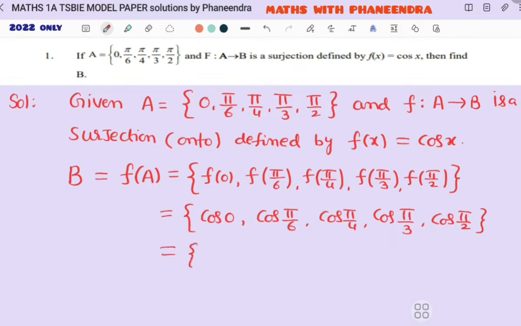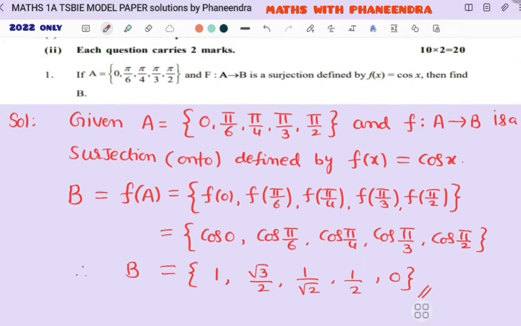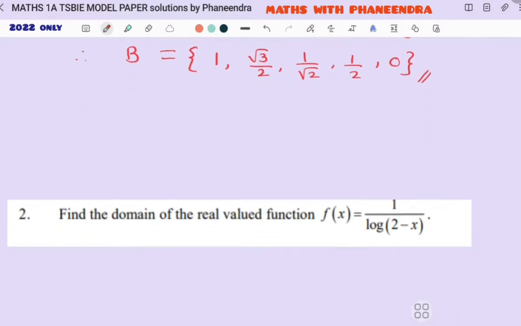Cos 0 value is 1. Cos pi by 6. Pi by 6 means what? 30 degrees. Cos 30 is root 3 by 2. Cos pi by 4, cos 45 is 1 by root 2. Cos pi by 3, 60 degrees, is 1 by 2. Next, cos pi by 2 means cos 90 is 0. So therefore, the value of B is equal to, this is the required set. I hope you understand, dear students. We will move on to the next question.